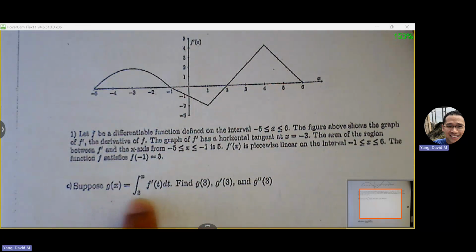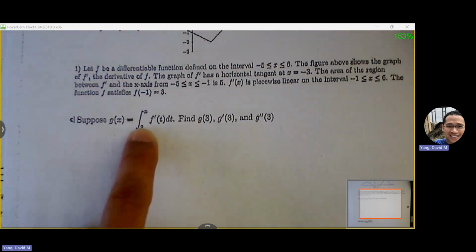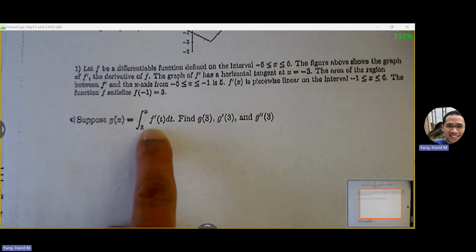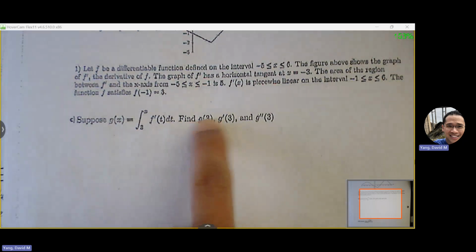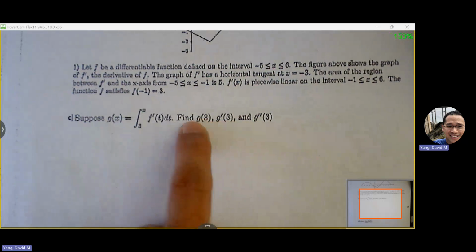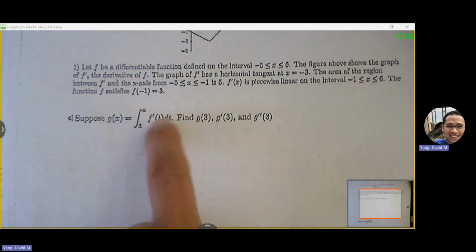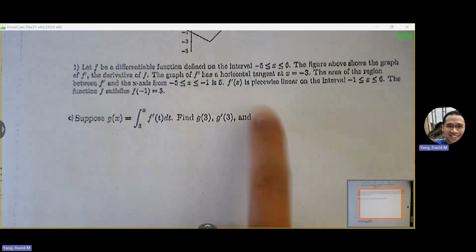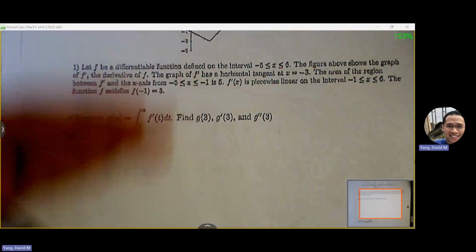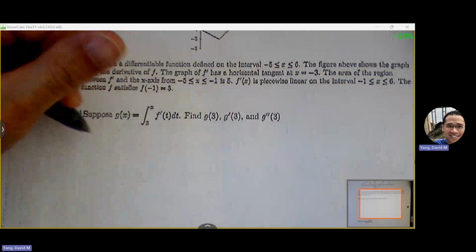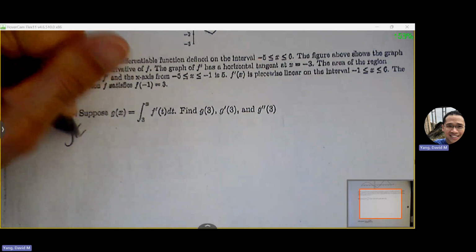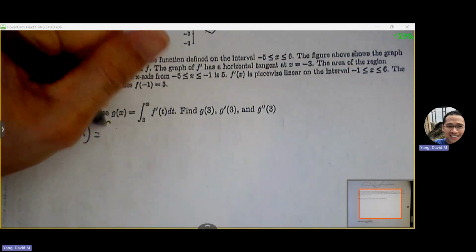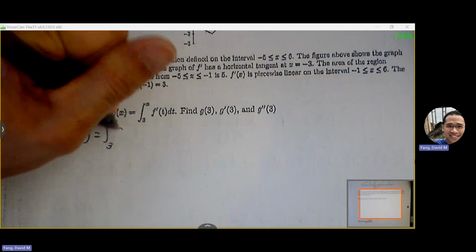But here part C says we have g of x equals the integral from 3 to x of f prime. Find g of 3, g prime of 3, and g double prime of 3. So g of 3 is going to involve the area, g prime is going to involve the ordered pair, and g double prime will involve the slope. So let's see if we can fill that out. So we know that g of x is the integral from 3 to x of f prime.